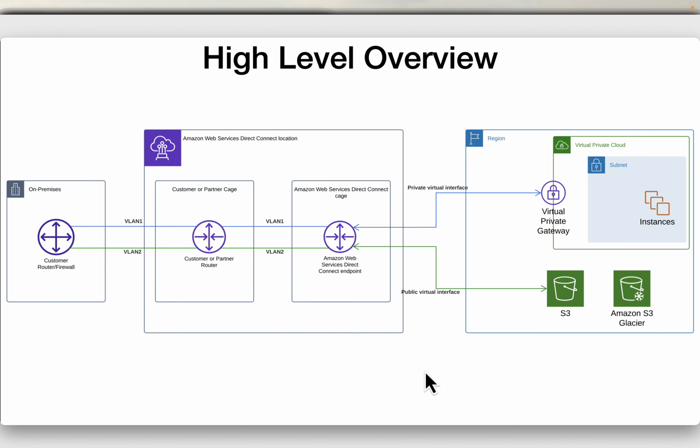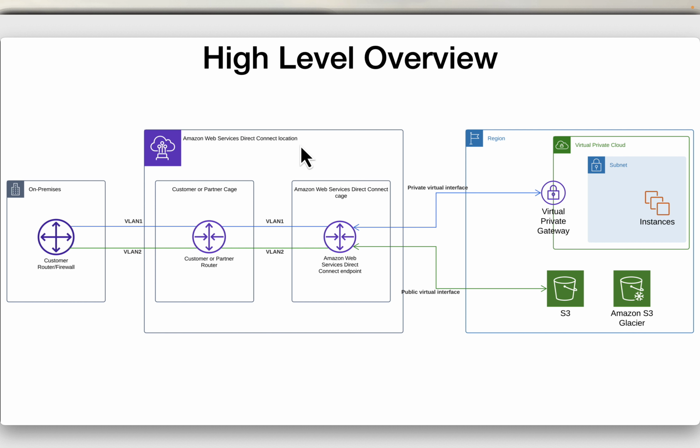So, high level overview. This is how Direct Connect looks. Basically you have your AWS cloud, you have a region, and you have a virtual private cloud. So this is private networking, and probably you may be running some instances in, let's say, a private subnet, and you have a VPC. Then you have public services like S3 and Amazon S3 Glacier, just for representation.